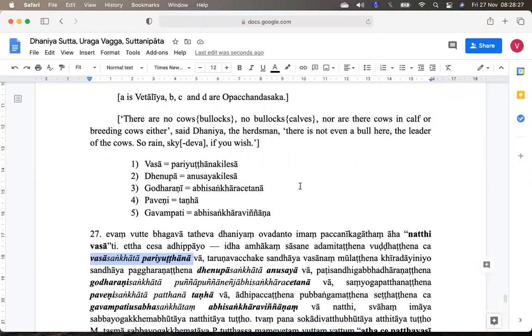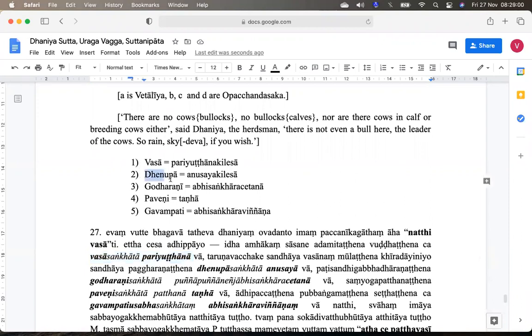So strongly arising Pariyutthana Kilesa is very similar to the, you know, bullock. So very bullock, they are uncastrated. So that is when they are very strong, very strong, greedy, to live together with the, you know, young cow. So that is compared with the Pariyutthana Kilesa in the commentary. That is why in the previous stanza, wasa is explained as a bullock, uncastrated bull, in the commentary.